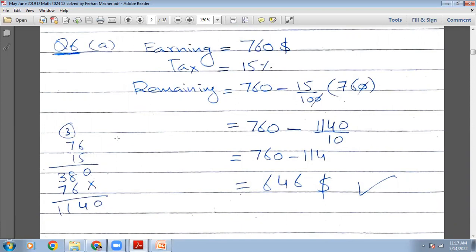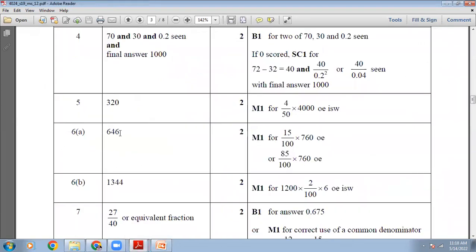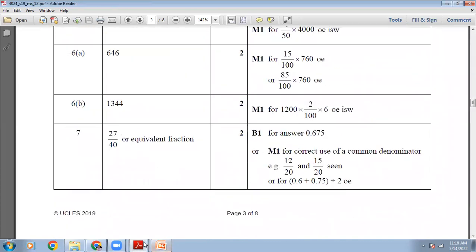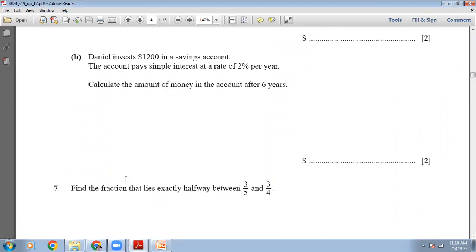So 760 minus 15 by 100 multiply 760. So when you multiply 15 with 760, you get 11400 divided by 100. So it will be 114. 760 minus 114 is $646. So the remaining money will be $646. $646 is the right answer, sir. Okay, so we are going to the next part. He says, Daniel invests $1,200 in a savings account. The account pays simple interest at a rate of 2% per year. Calculate the amount of money in the account after 6 years.